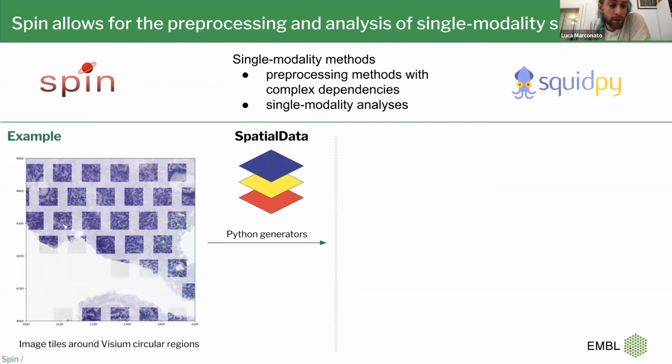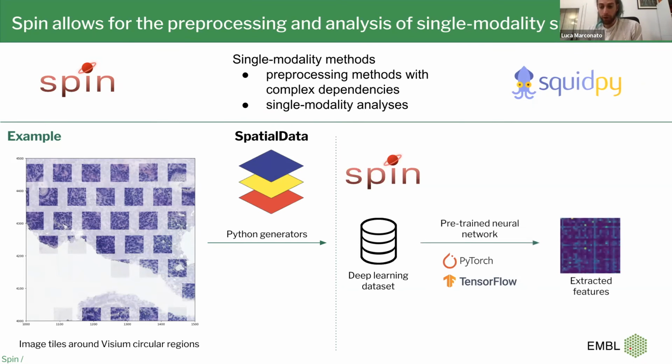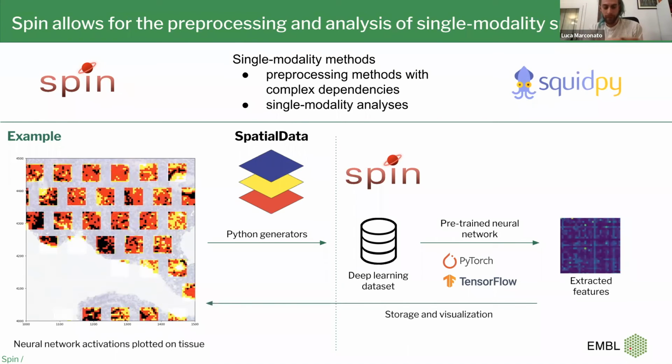An example that refers to a previous slide is when you have the Virshup dataset and you want to apply some deep learning methods. With spatial data, you can generate these crops, but then with SPIN, you can construct, for instance, a PyTorch data loader, and then you can apply a pre-trained neural network, extract features, and go back to spatial data to plot information from a neural network. Like in this case, I'm showing an idea of how activations from the last layer look like.